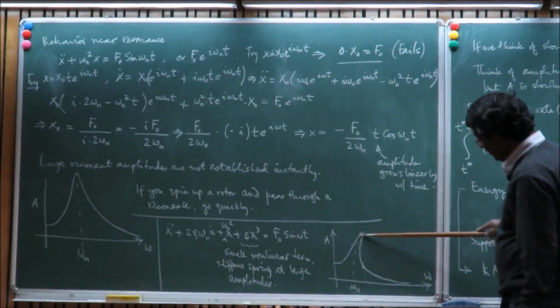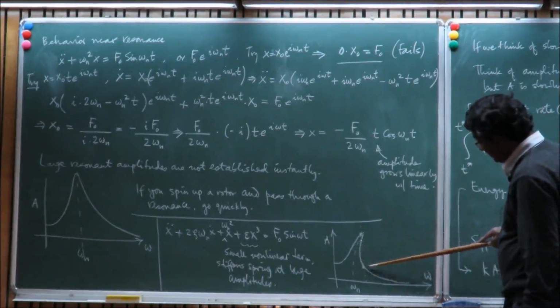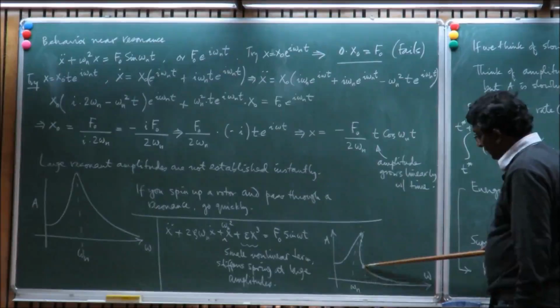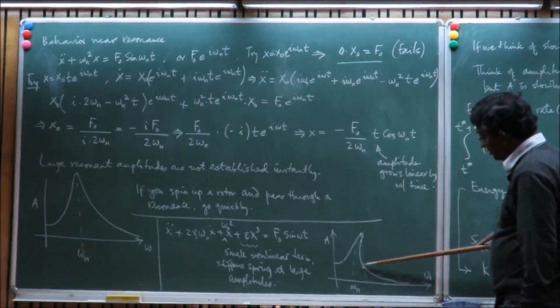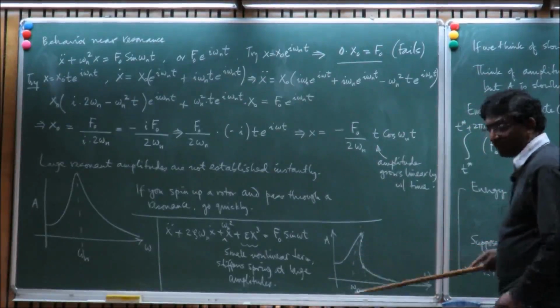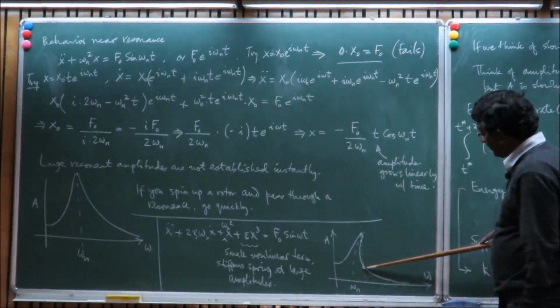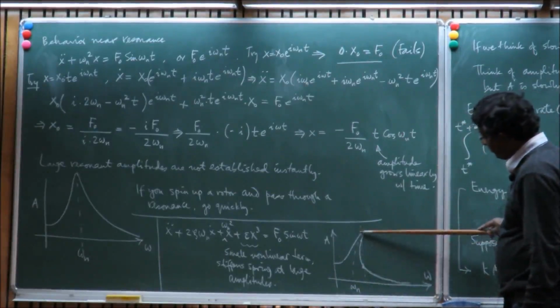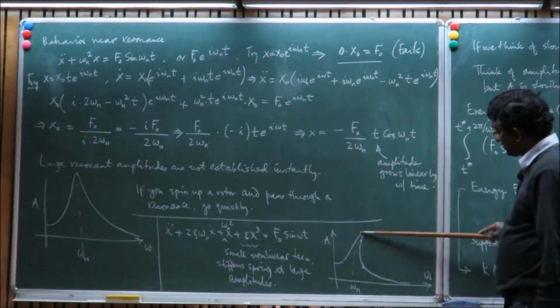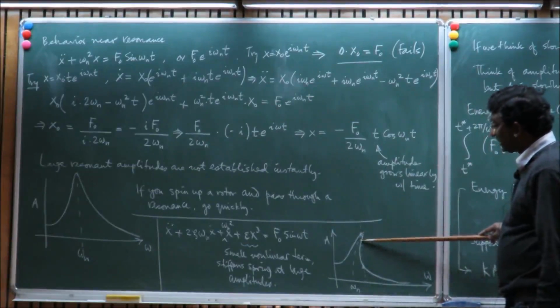In this intermediate region where both solutions are possible, suppose you are on this solution, if you smack the system and give it a different initial condition, after transients die, you may come back here or you may settle down here. Both of those solutions are stable. This you will not see in practice.